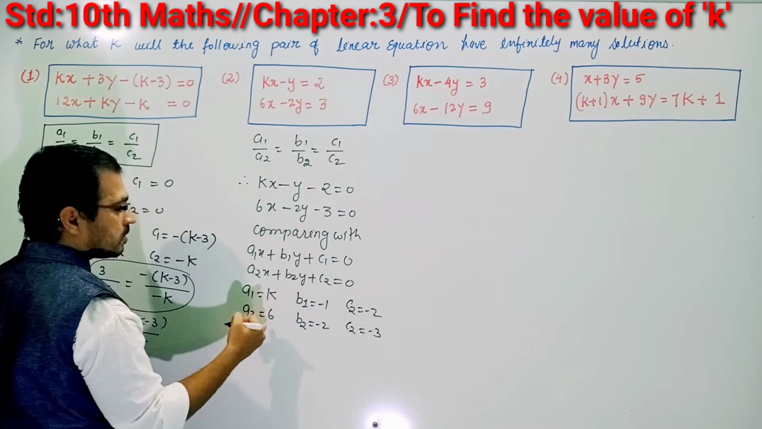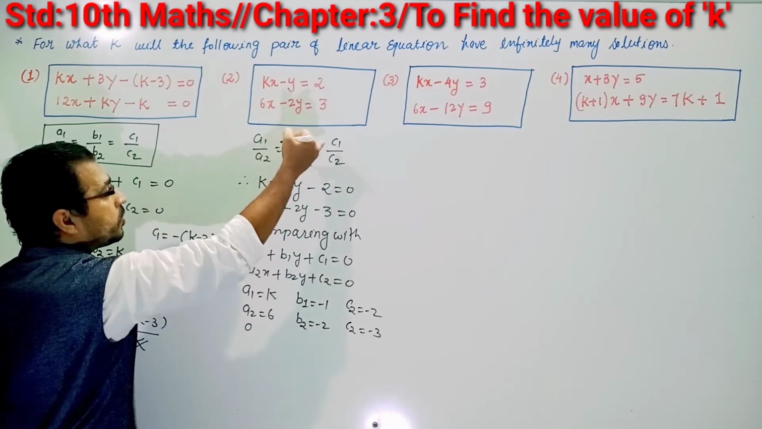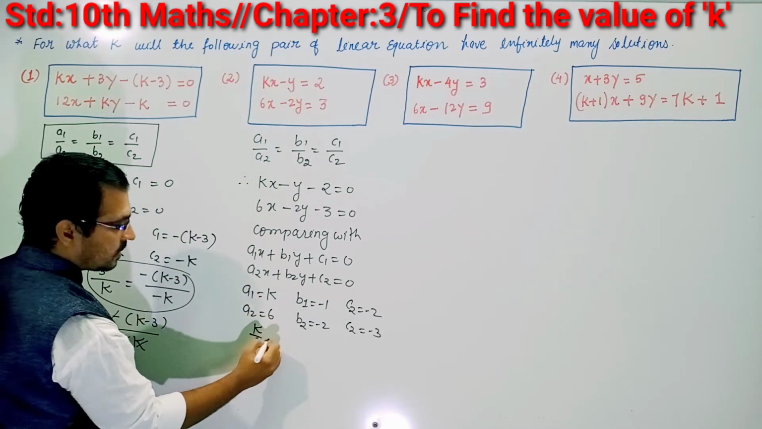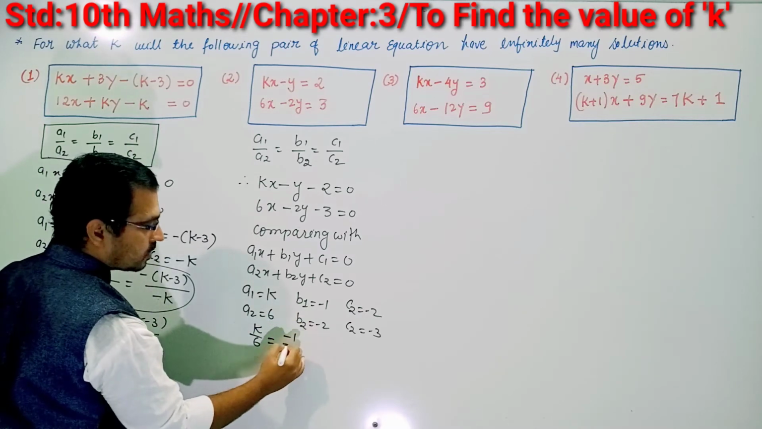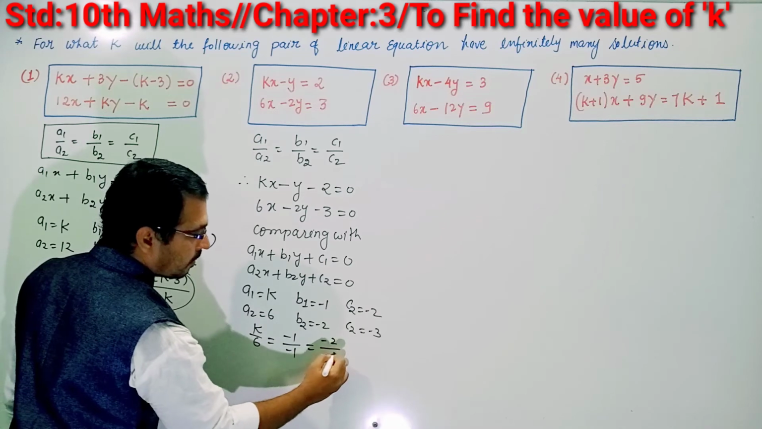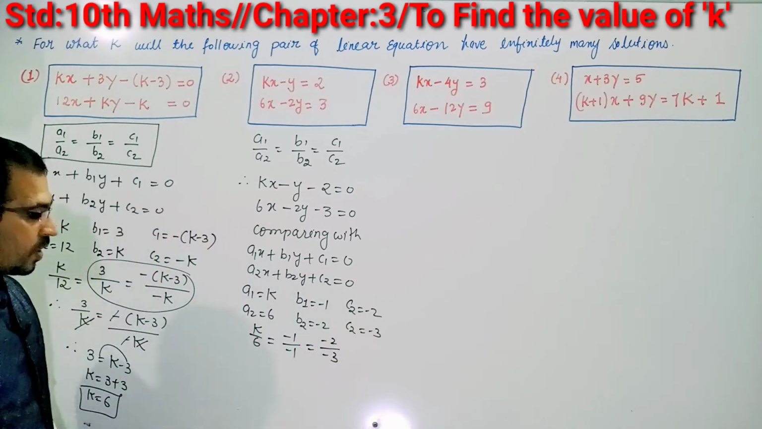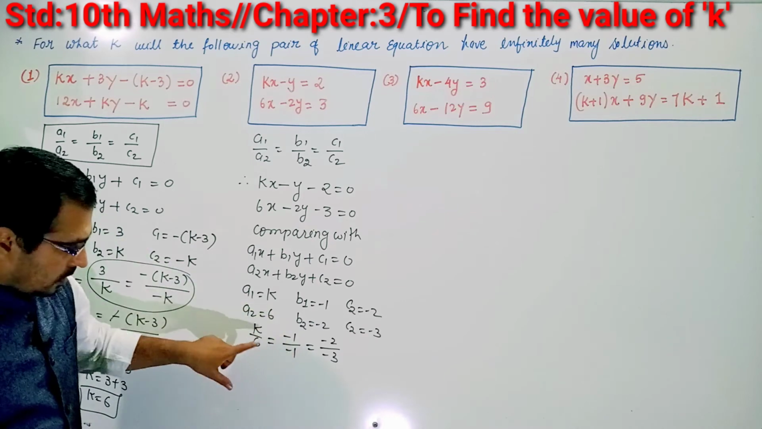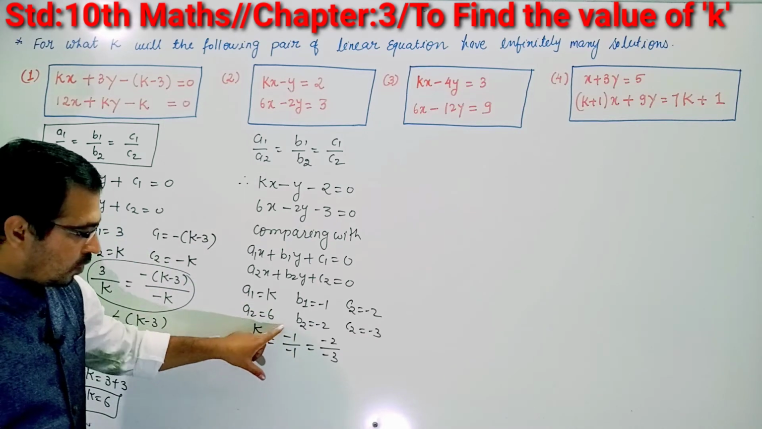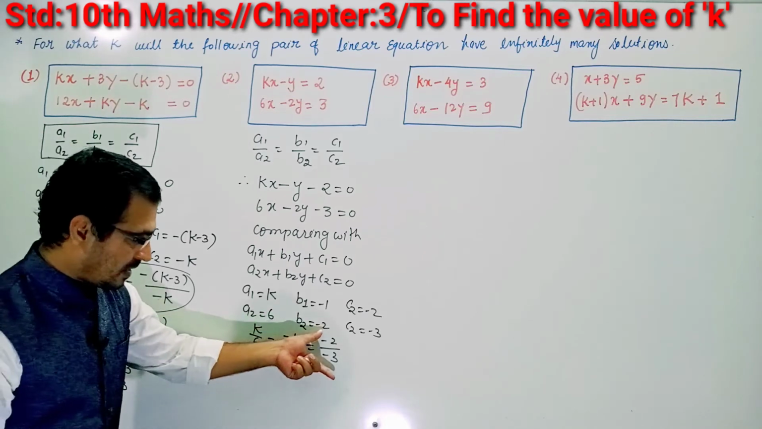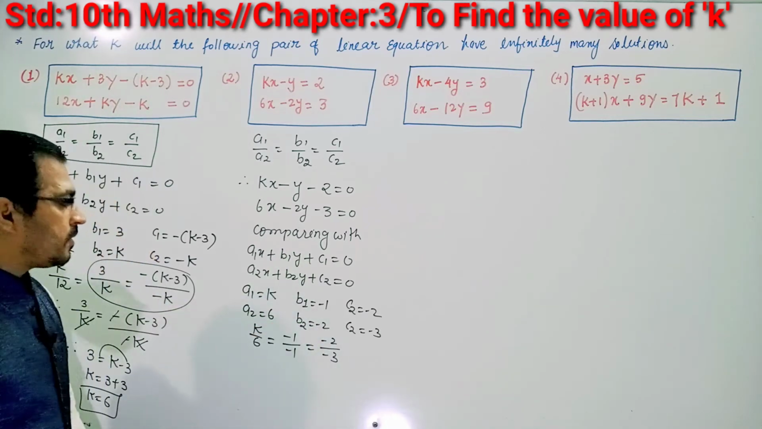Putting these values a1 by a2, b1 by b2 and c1 by c2. So k by 6 is equal to minus 1 by minus 2, and here is minus 2 by minus 3. Okay, students, what you have to do over here? You can compare any two terms: k by 6 is equal to minus 1 by minus 1, or k by 6 is equal to minus 2 by minus 3.